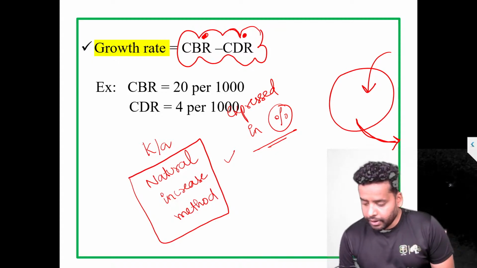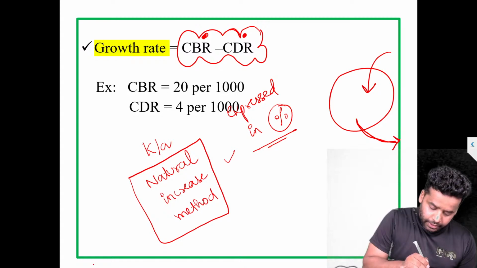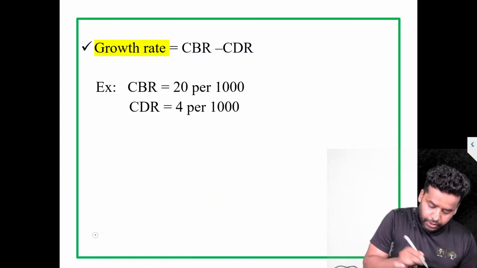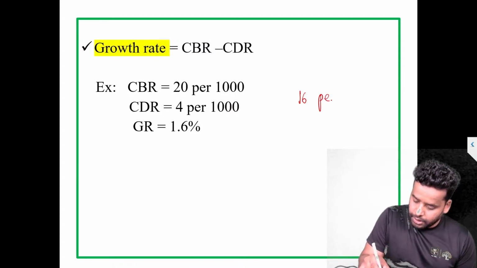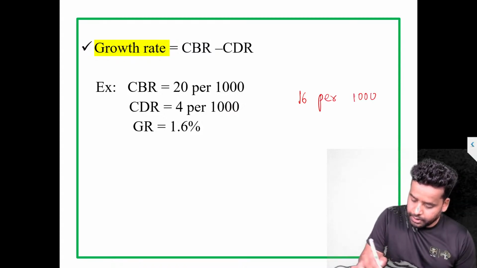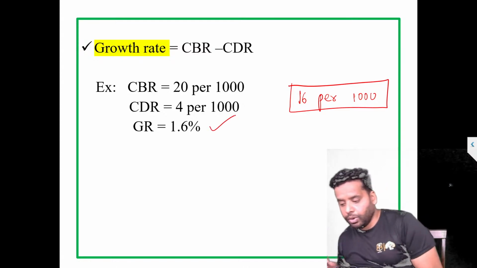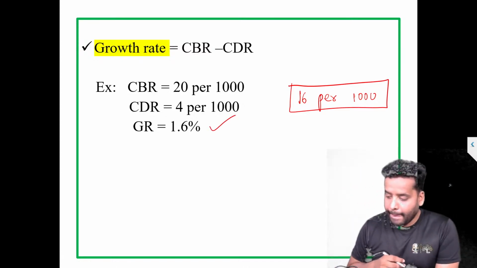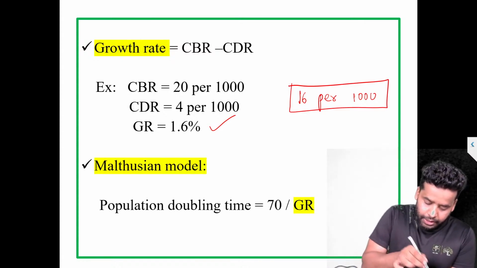Yes, 16 per 1000, but in percentage it is 1.6%. This will be in the option. 1.6% is the answer. 16 per 1000, na? But we express it in percentage. Answer is this. And using growth rate, we can also estimate population doubling time.